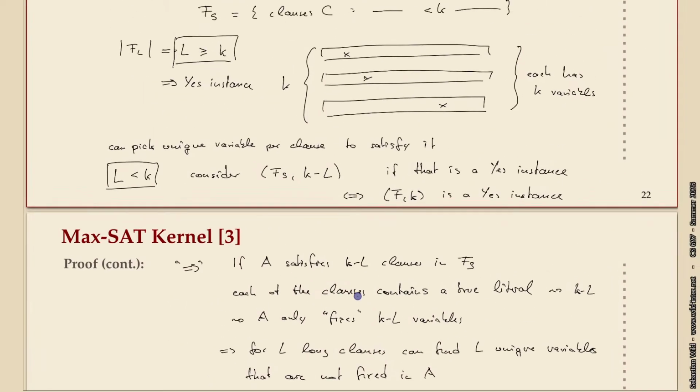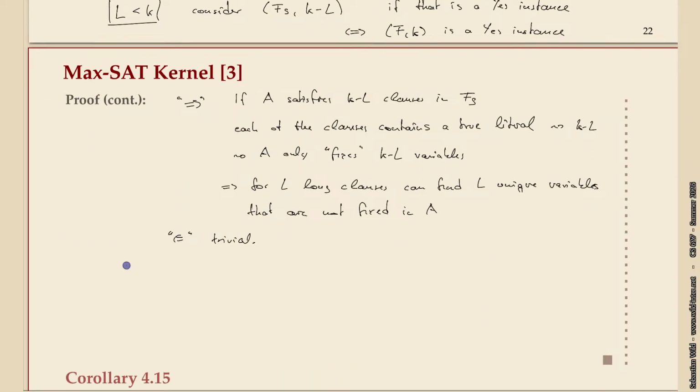So now that we've established this, again, this case was easy. In this case, we've reduced the problem to something smaller. Now we only have small clauses, right? So let me just write this down again. Only the short clauses with a slightly different parameter. What's the size of this problem? Well, it has at most m minus L, so at most m clauses.